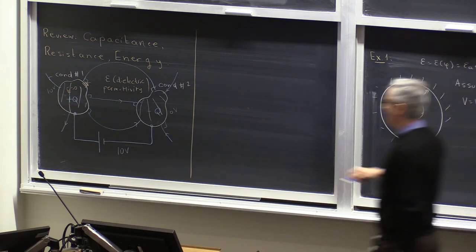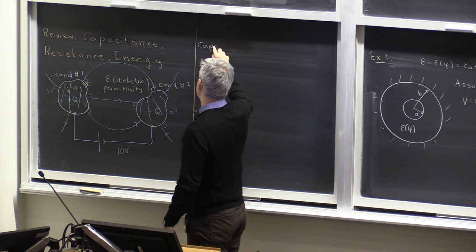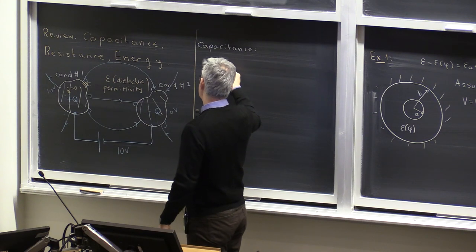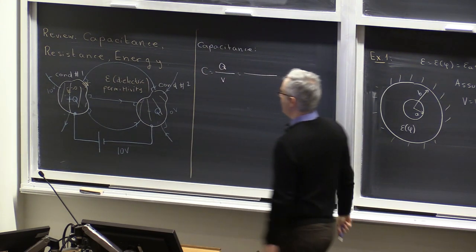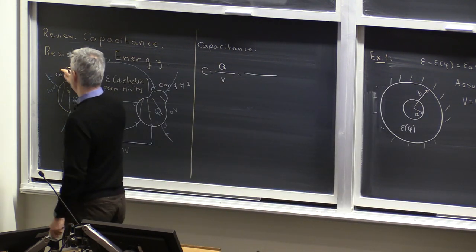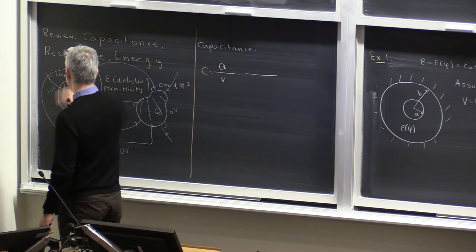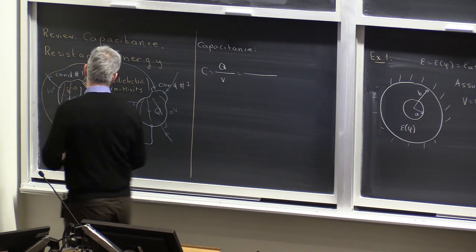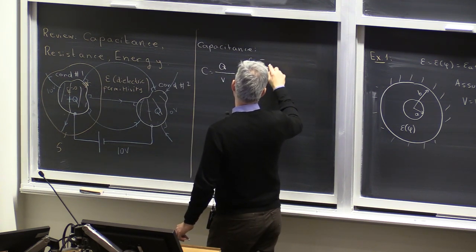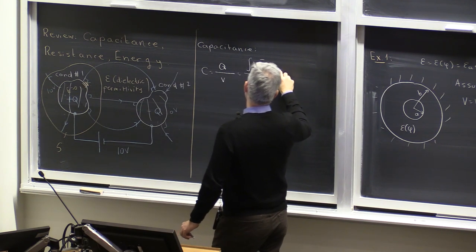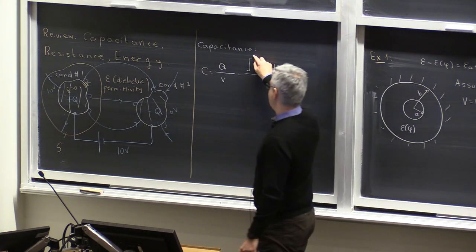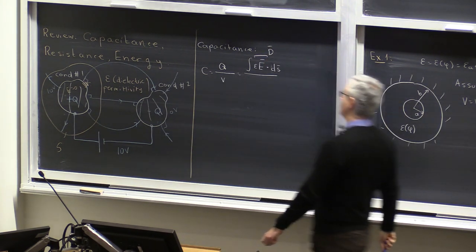And we define as capacitance this ratio of charge divided by potential. And this charge we can find from Gauss's law applied on a closed surface that encloses, let's say, the first conductor. So I can define any closed surface S, and the electric flux integral D dot dS, where D is dielectric permittivity times electric field, will give me the charge.